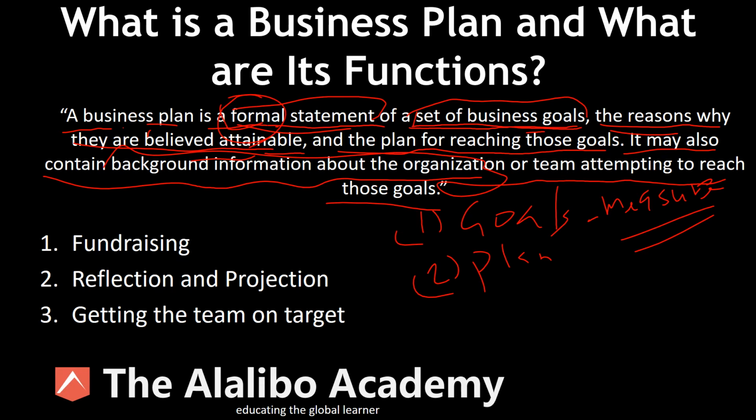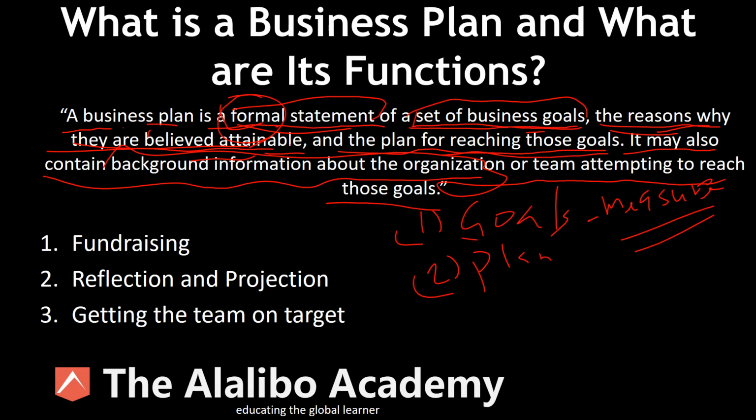It has to be put together through a process of collaboration. It's not one person saying, well, this is our goal and this is what we intend to meet in the next 2 to 3 years. It's a collaboration of people in the organization, consulting with people in the organization, from the bottom to the top. It's very important. All right, so a formal statement of a set of business goals, the reasons why they are believed to be attainable, and the plan for reaching those goals.